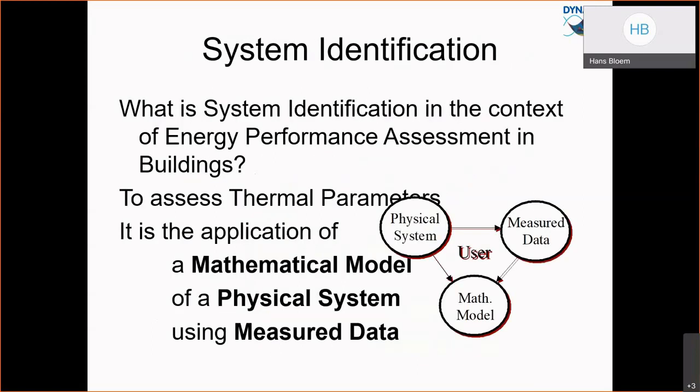Summarizing, what is system identification? It is the process of using a mathematical model describing a physical system, and creating measured data for it. Very important is to understand that the user, that might be you carrying out the analysis, is the central part in it. You have to develop this mathematical model, and you have to decide what information you take from the measured data in order to describe the physical system.